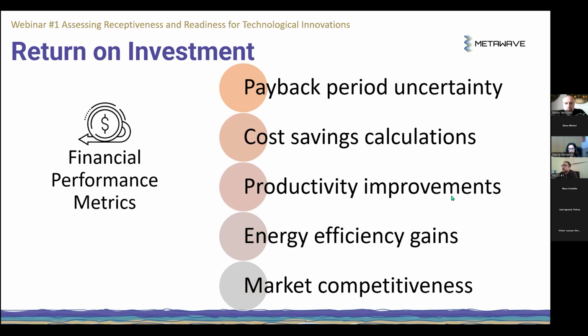And the return on investment relates to the financial performance metrics. This can be assessed over a short, medium, or long-term period. There is, of course, a payback period uncertainty, but this can all be calculated to see whether there will be improvements in productivity and energy efficiency gains compared, of course, with the competitors in the same market.